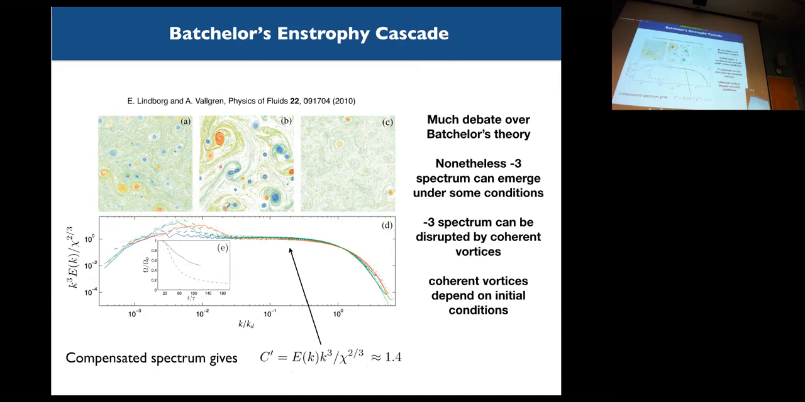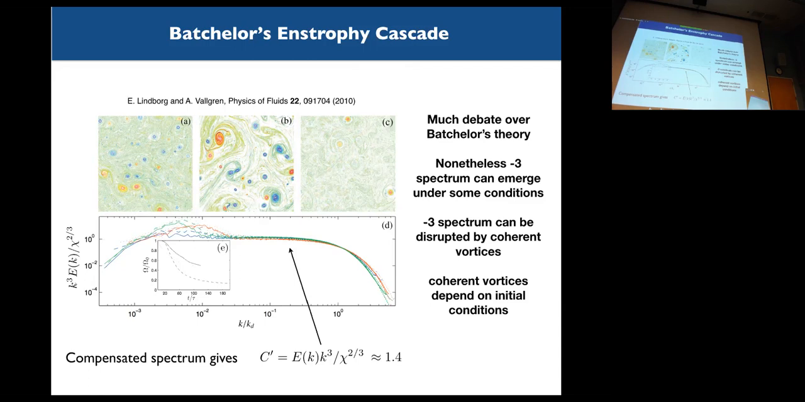And so here's just an example where you can see that this does work in high Reynolds number simulations of 2D turbulence. For a bunch of different initial conditions, you can see that the spectrum, if you multiply it by k cubed, these are all very nice and flat over a very wide range.